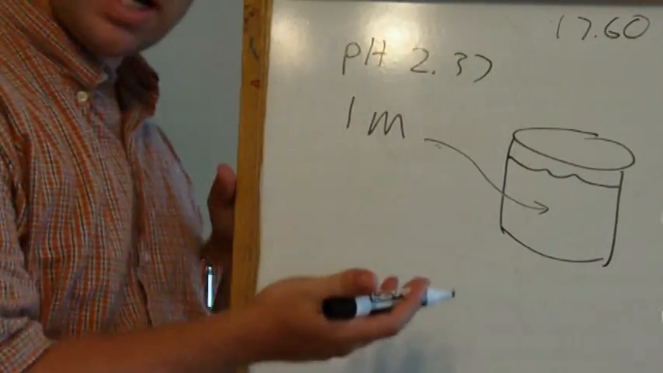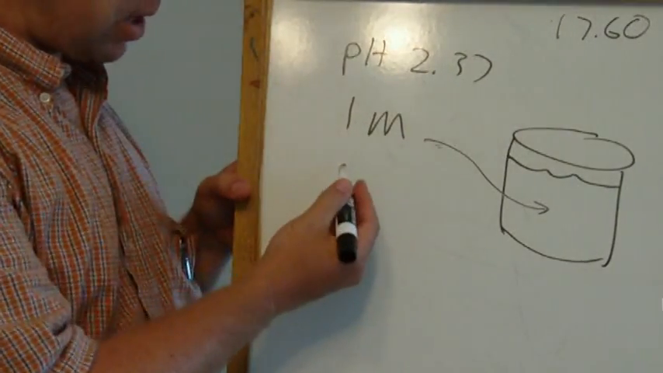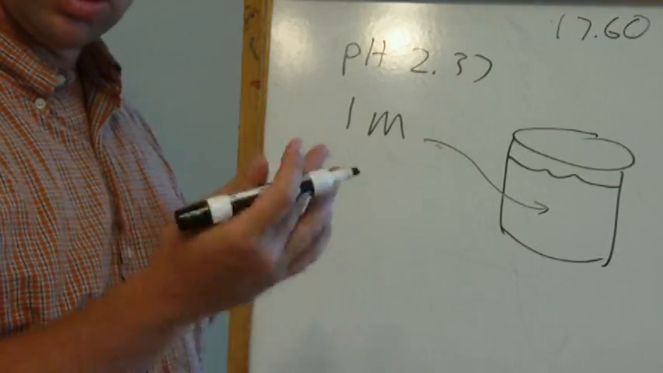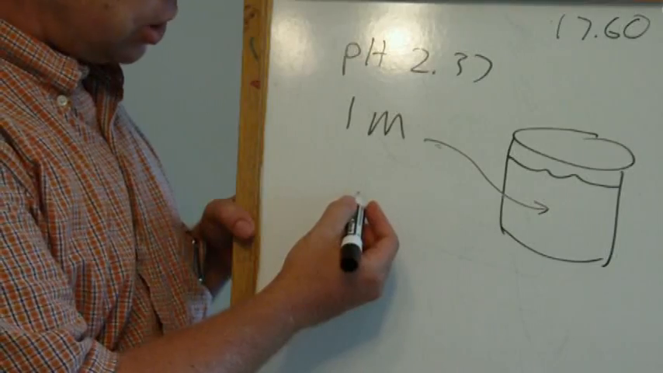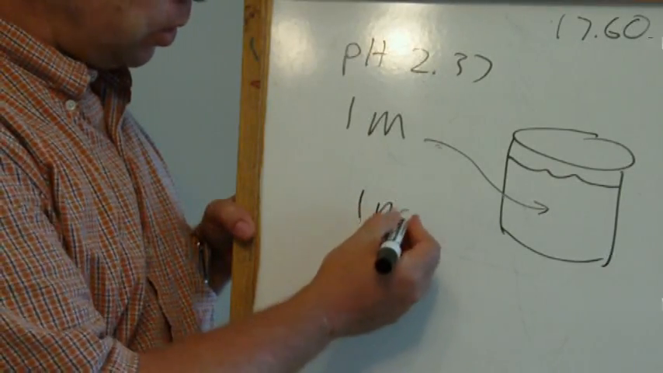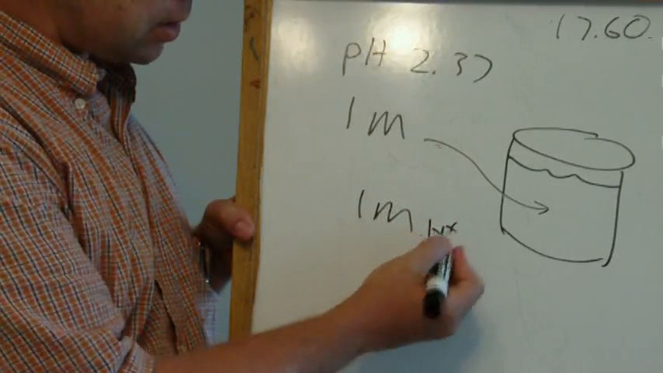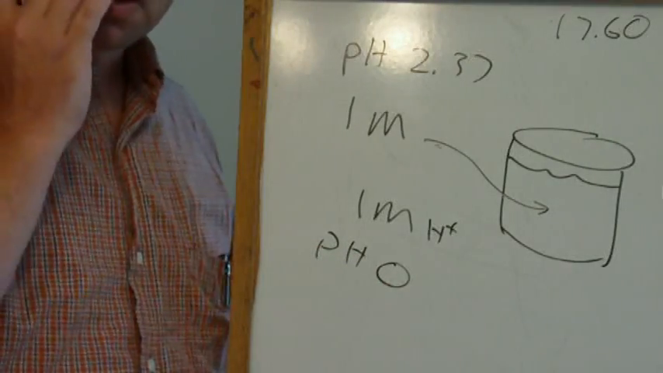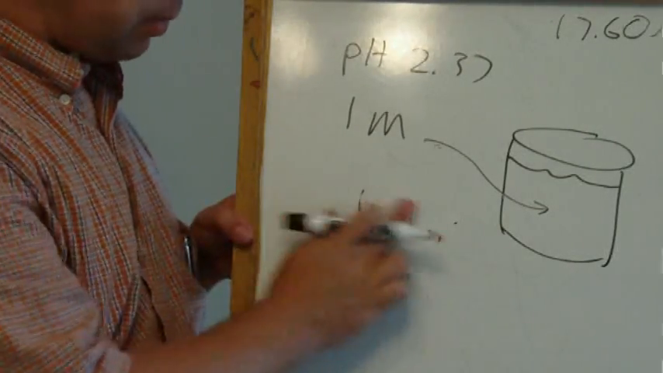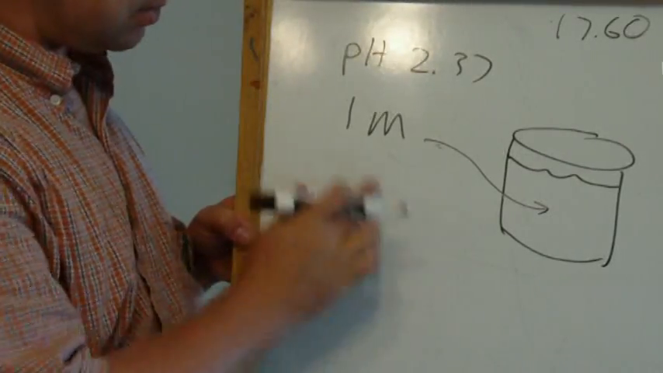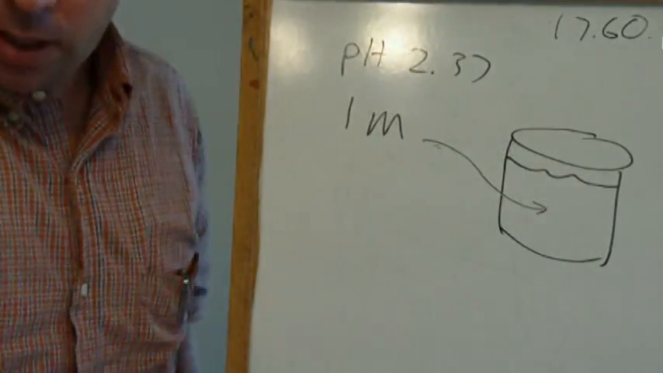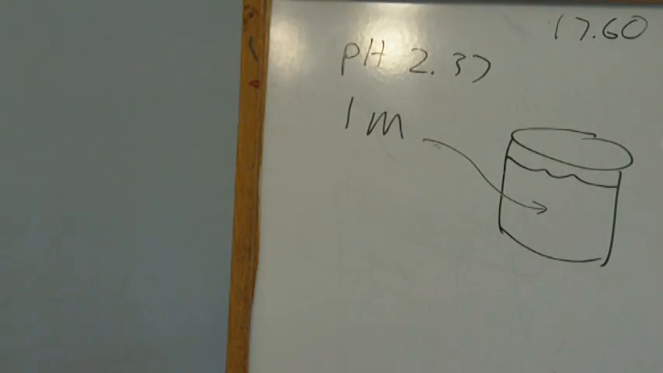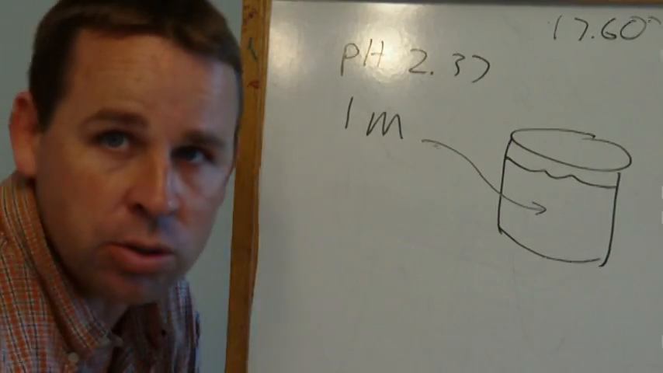If it was 1 molar HCl, then the amount of acid would be 1 molar as well, because every mole of acid would dissociate. Therefore, the concentration would be 1 molar H plus, and that is a pH of 0, right? But that's not what we have here. We have 1 molar acetic acid, but the pH is 2.37. And then the question asks, question 1760, what percentage of the acetic acid is ionized in the solution?